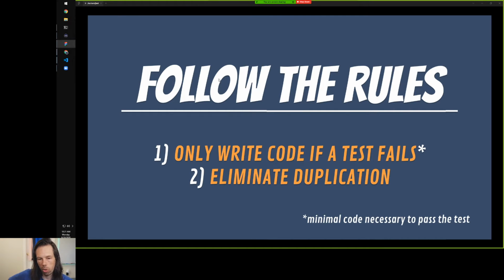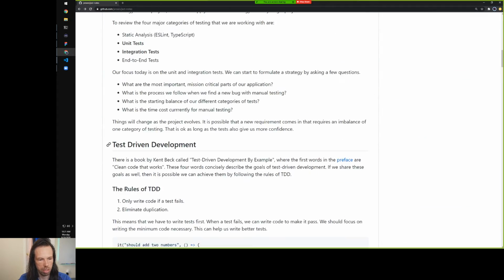Rule number 1 is only write code if a test fails. So you read that. And here it says minimal code necessary to pass the test. Okay, so that's also an important step. And then step number 2 is eliminate duplication. And let me share with you what that looks like in practice.